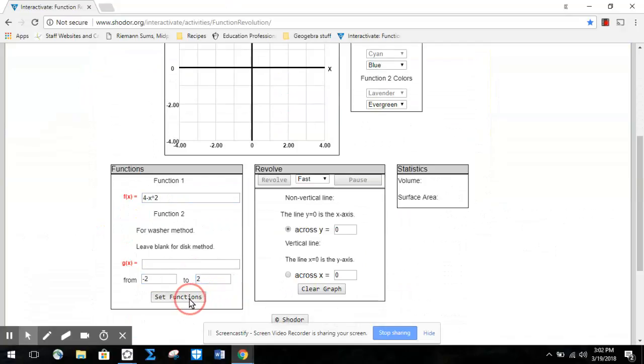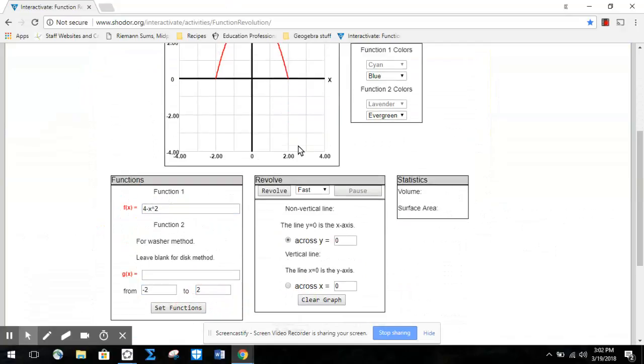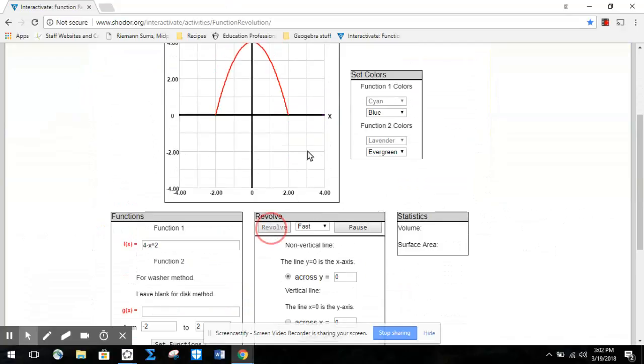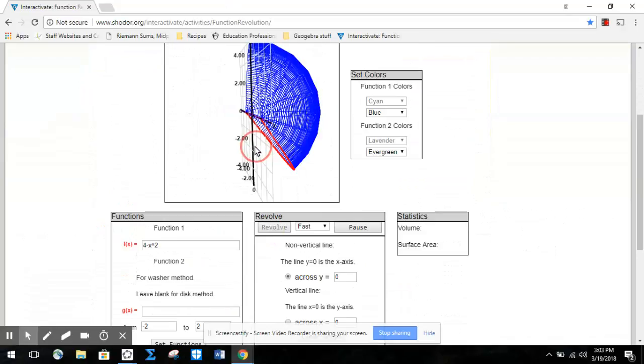The important thing for a disk is that the axis of revolution, in this case the x-axis, is one of the boundary lines. That is the way you tell that you're going to be able to use the disk method. You're doing something called revolving or rotating, and one of the boundary lines is the x-axis.